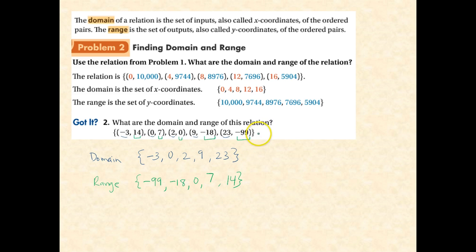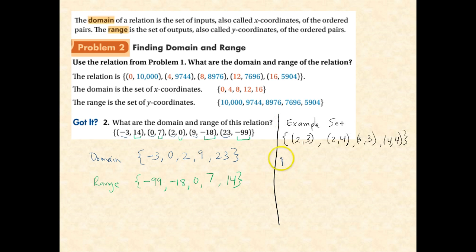Now one thing that you should know is, what if I have the same input showing up multiple times, or what if I have the same output showing up multiple times? So here's another sample. What would be the domain of this relation? Well, I've got 2, I've got 2 again, got 3, and I've got 4. I only have to say the 2 once, so I don't have to state it twice as being a member of this set, called the domain. So 2, 3, and 4 would be the domain.